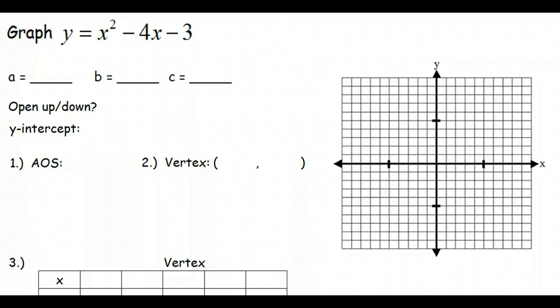Alright, first thing we want to do is find A, B, and C. A is 1, B is negative 4, and C is negative 3. Our graph is going to open up because our A value is positive, and our y-intercept here is 0, negative 3. Alright, first thing we have to do is find our axis of symmetry.